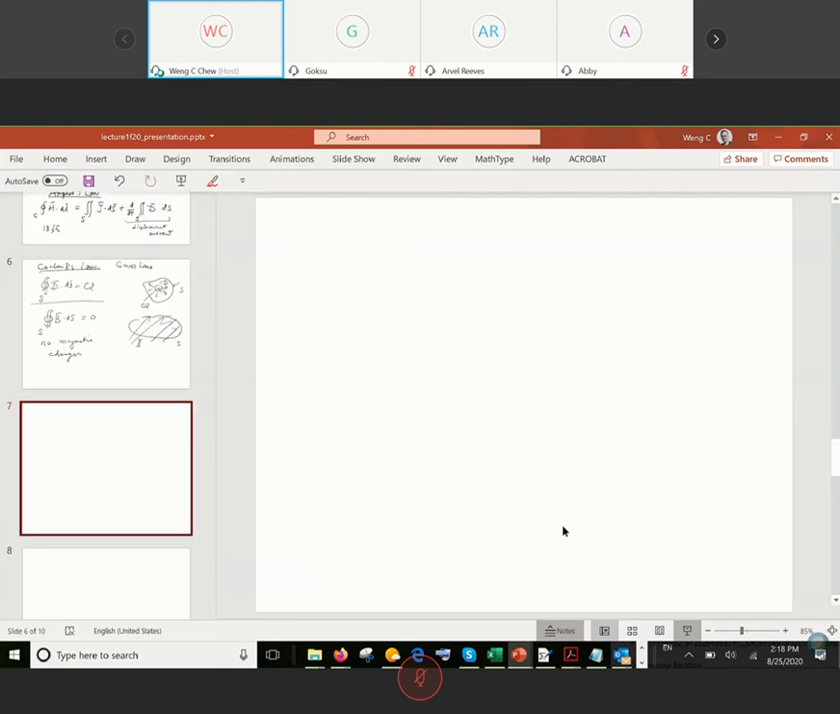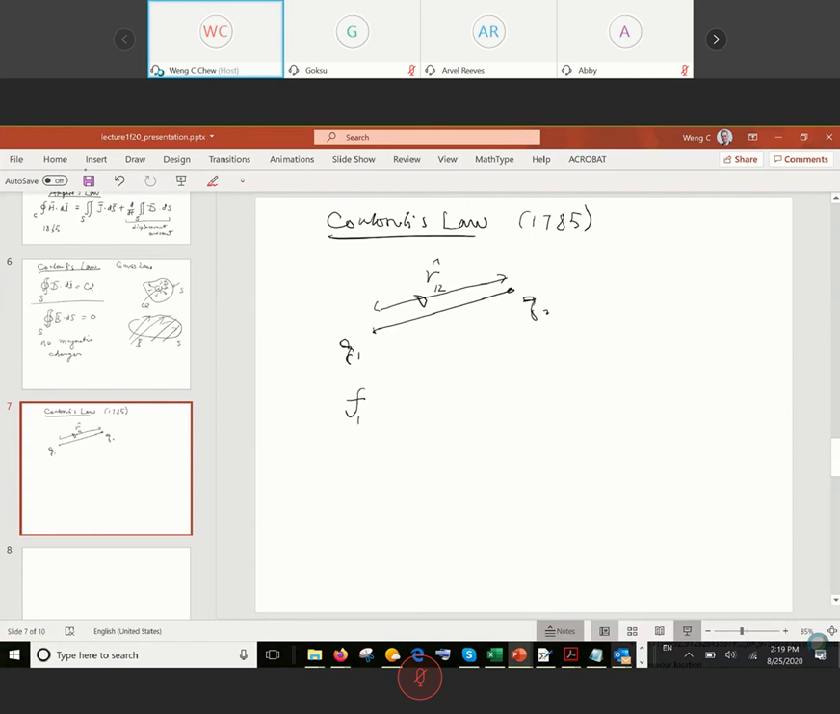So let's go on to the next topic, which is Coulomb's law. Coulomb's law was actually established quite long ago, in about 1785. It says that if you have a charge Q1 and another charge Q2, there will be a force between these two charges, and the direction of the force is along the unit vector r12 hat, where r12 is the vector that points from position 1 to position 2. Coulomb's law says that there's a force that points from charge 1 to charge 2, and that force is proportional to the amplitude of these two charges divided by 4 pi epsilon r.